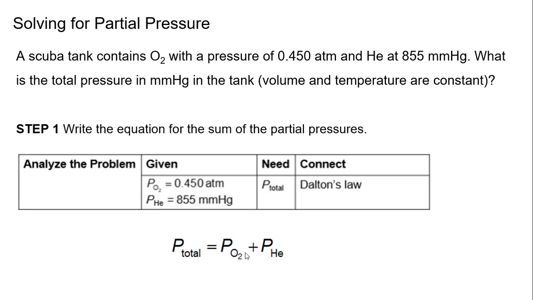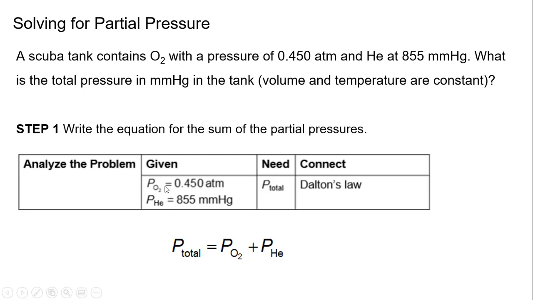They're actually easy problems. They're not some of the things that we've encountered that may seem a little bit more confusing. So let's look at this problem. A scuba tank contains oxygen with a pressure of 0.45 atm and helium at 855 millimeters mercury. What is the total pressure in millimeters mercury in the tank?